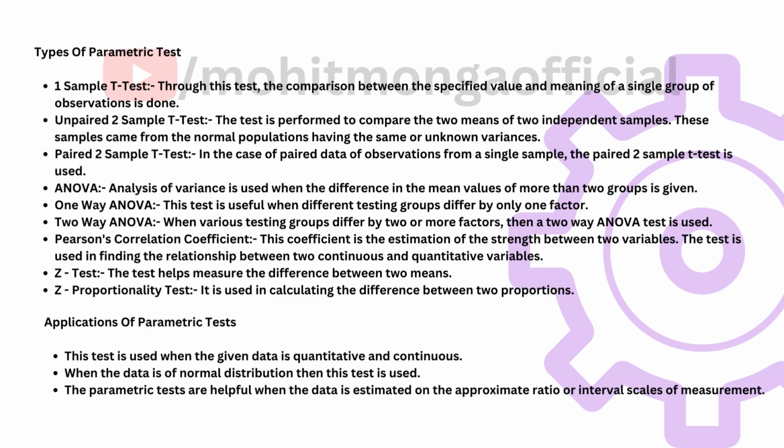Applications of parametric tests. This test is used when the given data is quantitative and continuous. When the data is of normal distribution, then this test is used. The parametric tests are helpful when the data is estimated on the approximate ratio or interval scales of measurement.